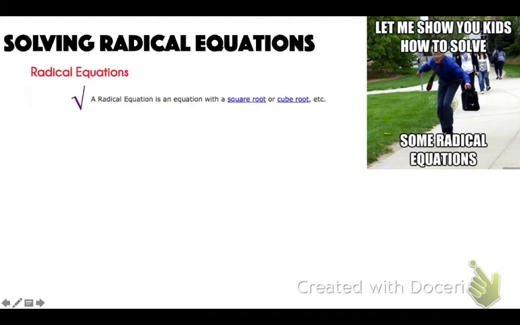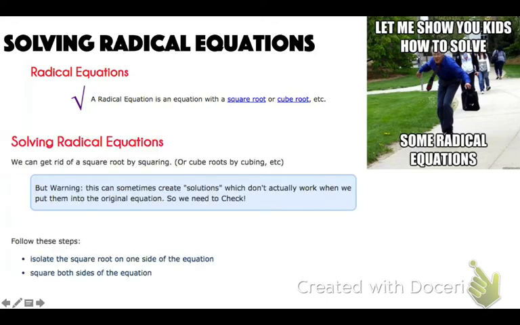Okay, so a radical equation is an equation with a square root or a cube root or a fourth root or whatever it may be. It's just something with a root in there. And we're going to mostly work with square roots. To solve radical equations, we just want to get rid of the square root by squaring both sides, or by cubing both sides, or by whatever. So mostly by squaring. Warning, this can sometimes create solutions that don't actually work. So that's why we're going to check our solutions every single time.